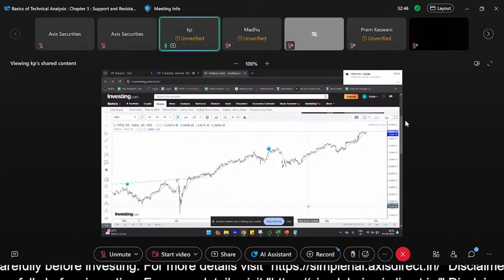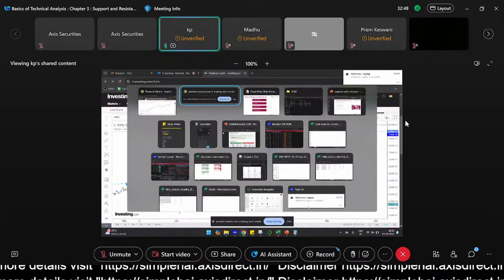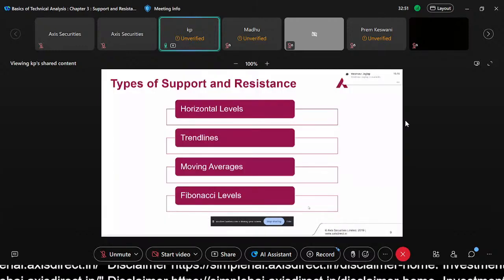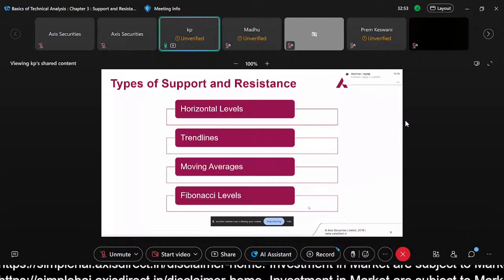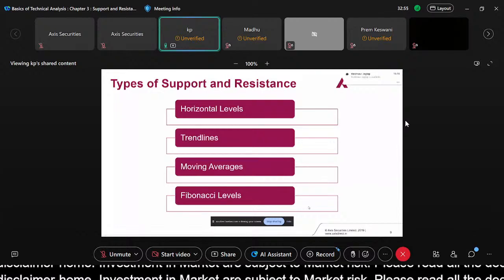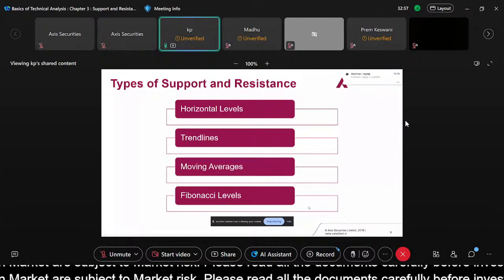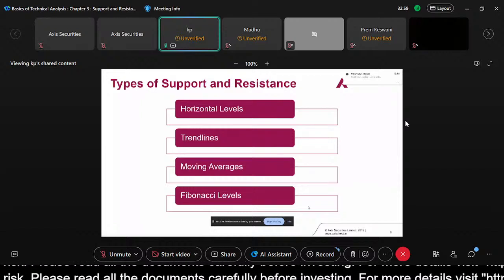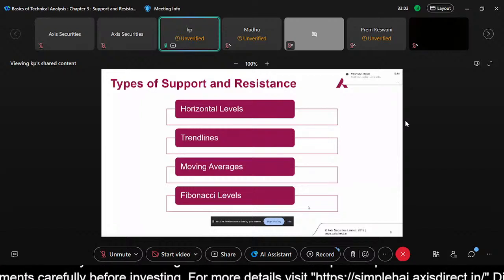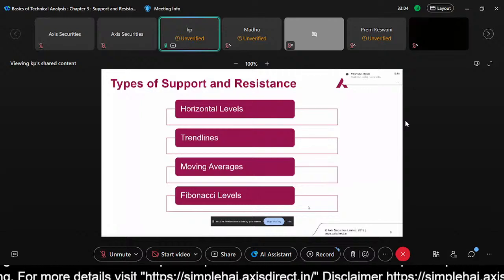Okay, so moving ahead, one topic that we would not be touching on right now at a very deep level is Fibonacci levels. Now you must have heard of Fibonacci; how it works we will understand later, because it is outside the scope of today's webinar.